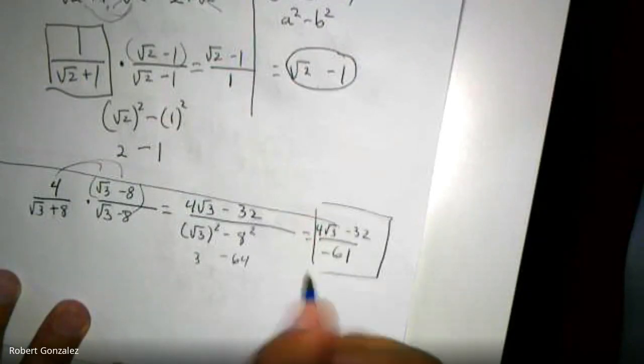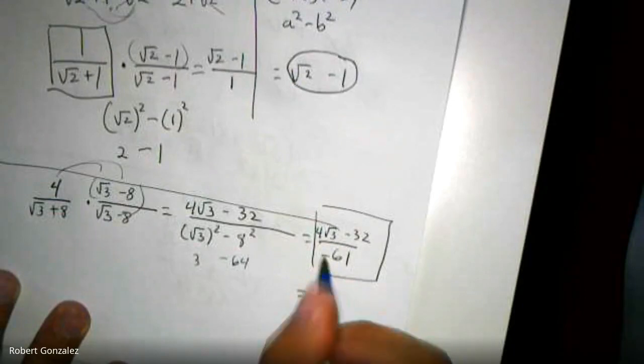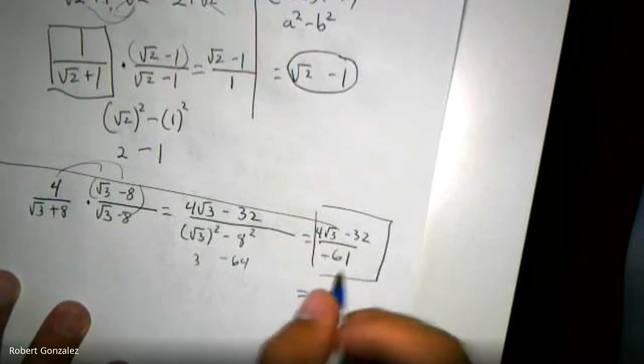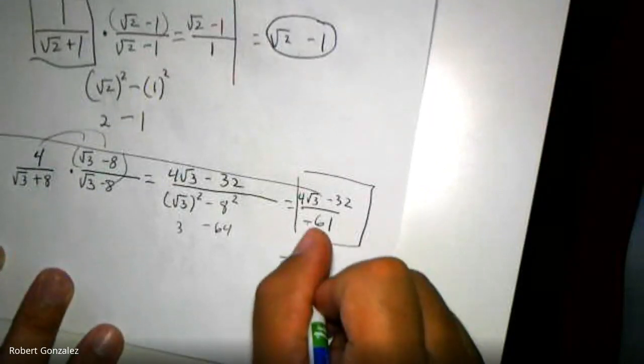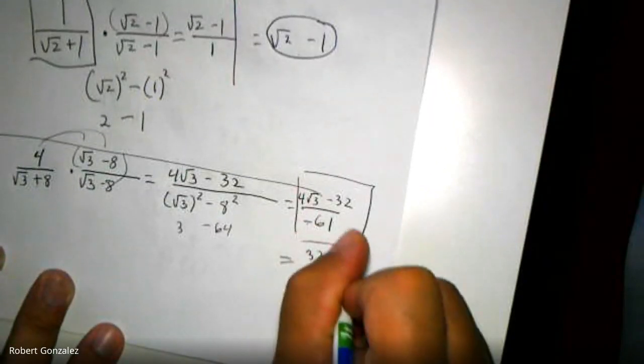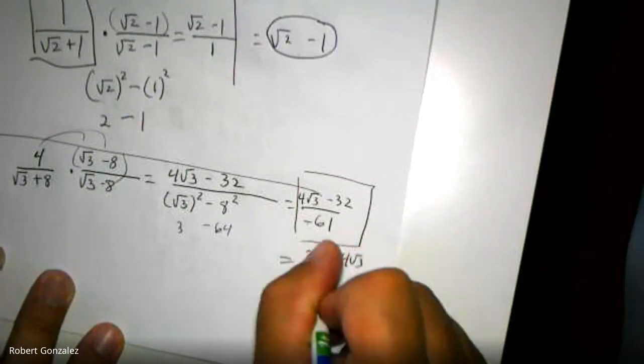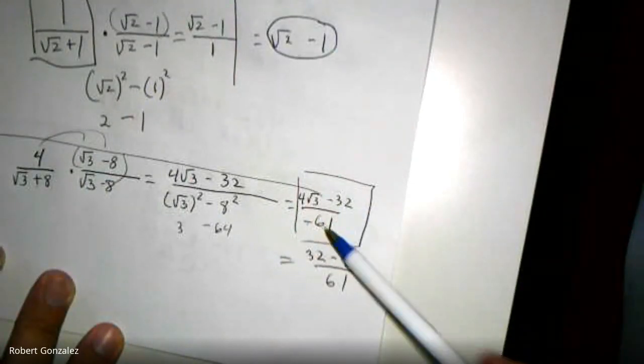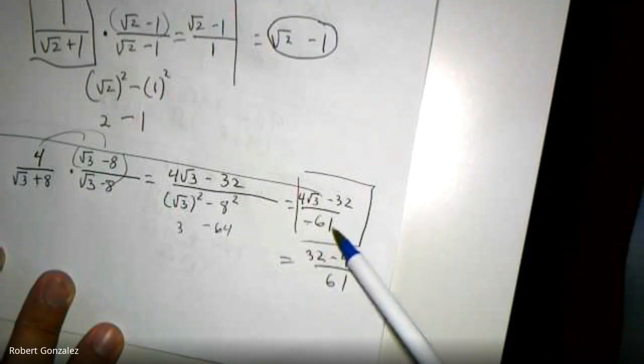Just so you know, when we have a negative down here, I could multiply top and bottom by negative 1. And that would change our answer to 32 minus 4 radical 3 over 61. Multiplying every single term by negative 1 changes the direction of this to 32 minus 4 radical 3, and the bottom becomes 61.